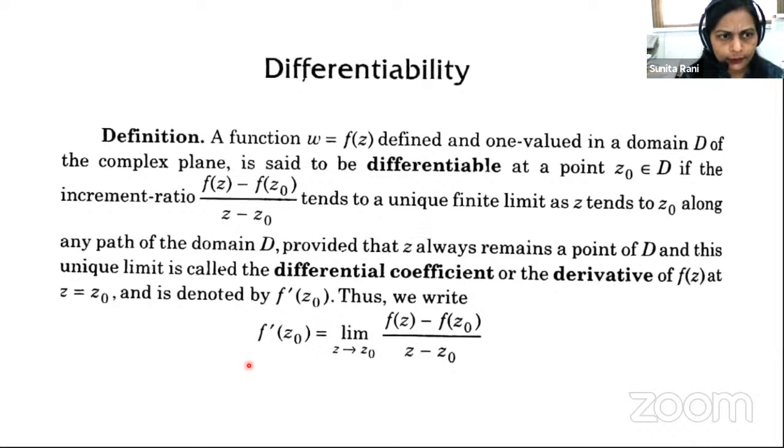Or you can write f dash z naught, the derivative, is equal to the limit as z tends to z naught of (f(z) - f(z naught)) / (z - z naught). There is a unique limit of that function. This is the definition of the differentiability of a complex function.